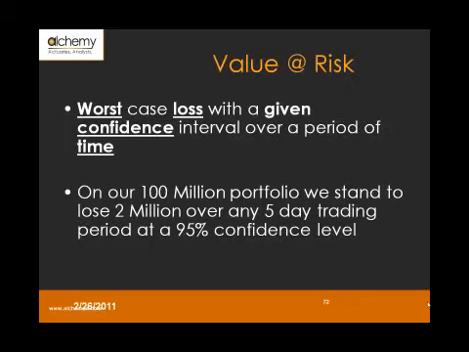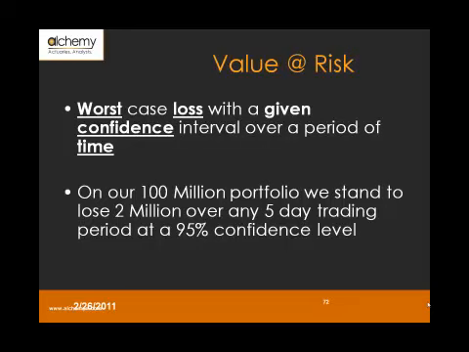A formal definition of value at risk basically has three elements. You're talking about a worst case loss, you're talking about a confidence level or an interval, and you're talking about a period of time. So three elements: worst case loss, some element of probability in and around that worst case loss, and a period of time. So, for example, on a $100 million portfolio, we stand to lose $2 million over any 5-day trading period at a 95% confidence level.